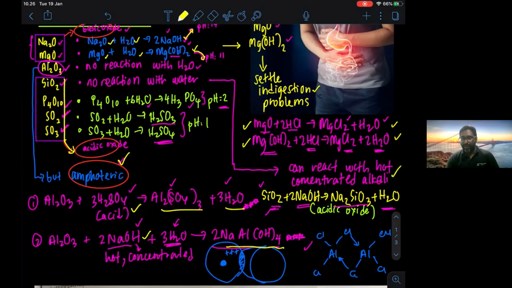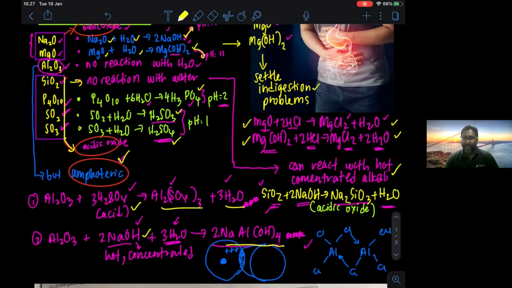So they can react with hot concentrated alkali, but they cannot react with the acid because they are not amphoteric. So generally, for example, SiO2 has no reaction with water, but they do react with sodium hydroxide. But P4O10 does react with water to give you phosphoric acid. SO2 does react with water to give sulfurous acid. SO3 does react with water to give you H2SO4. So all of them do react with water, except for aluminium oxide and silicon oxide.